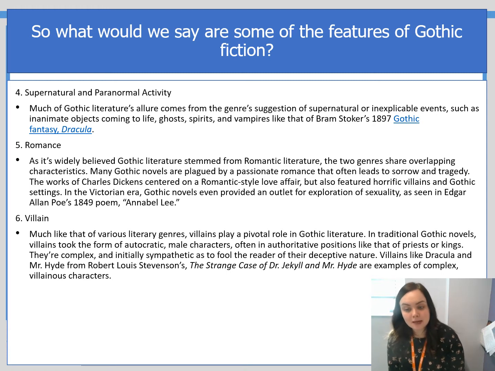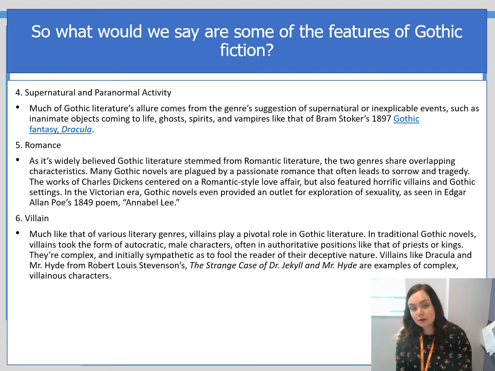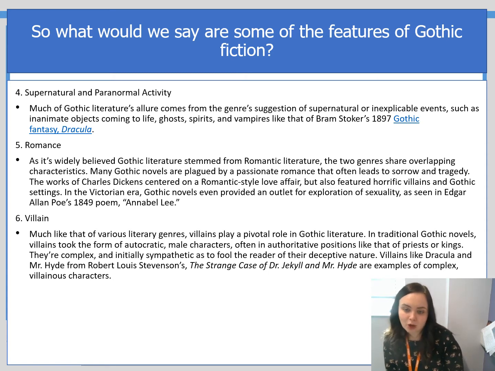So that can be supernatural creatures such as vampires and werewolves, that sort of thing. Or it can be spirits and ghosts. Or it can be inexplicable events, which links to paranormal activity, so things that can't be explained, okay? And again, you tend to see something like that if it was a Gothic fiction piece of text.